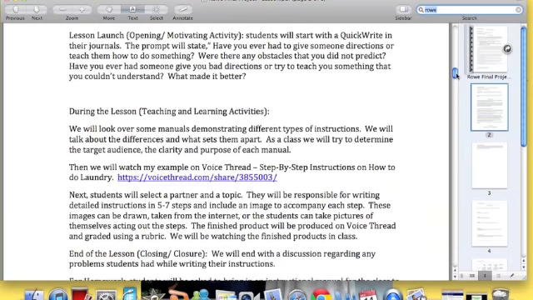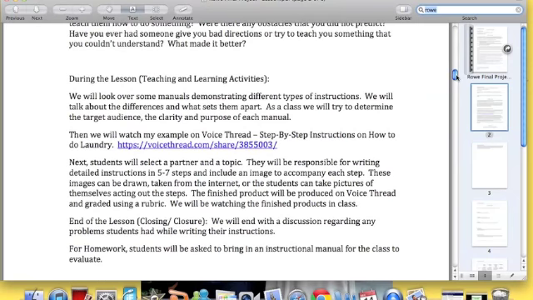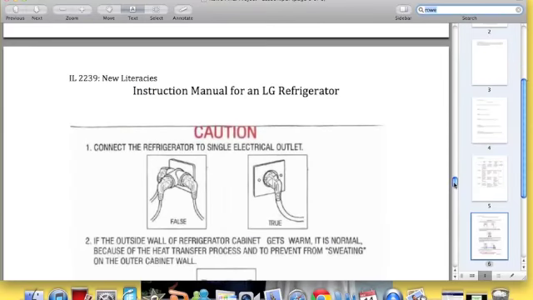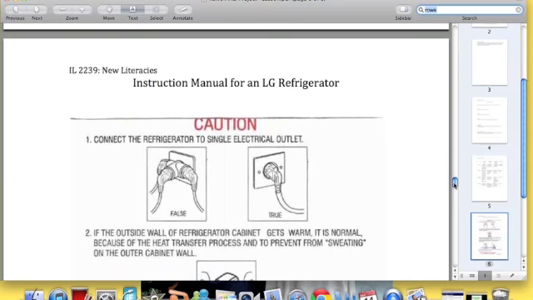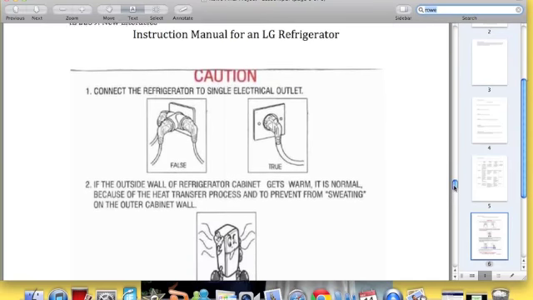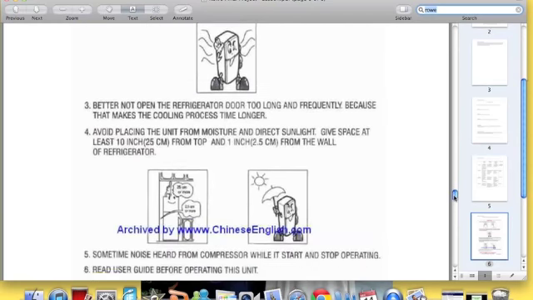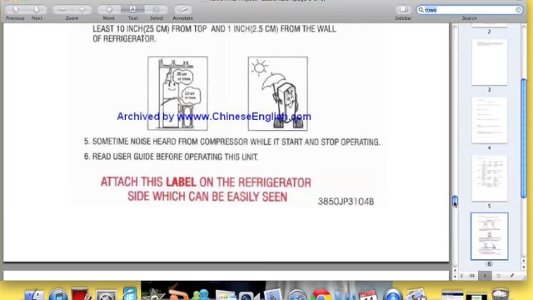The first thing we're going to do is look over some of the manuals. I brought two in, and they talk about the differences and what sets them apart. As a class, we're going to try to determine who the target audience is, and the clarity and the purpose of each manual. I'm going to show you really quick the two manuals that I chose. This one is an instruction manual for an LG refrigerator. This was confusing for me to read, but I think 7th and 8th graders will really be dumbfounded when they try to read it.